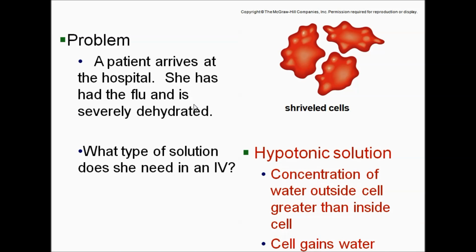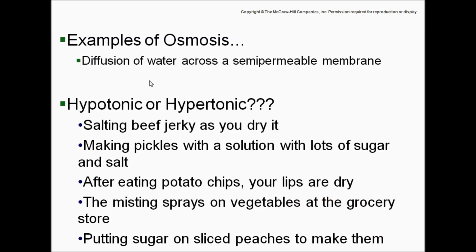So I told you, a patient arrives at the hospital. She had the flu and is severely dehydrated. What are they going to put on her? A hypotonic solution to make her cells swell up like a hippo so that they'll gain some water. So tell me, is this hypotonic or hypertonic? Hypo makes them get bigger. Hyper makes them get smaller.